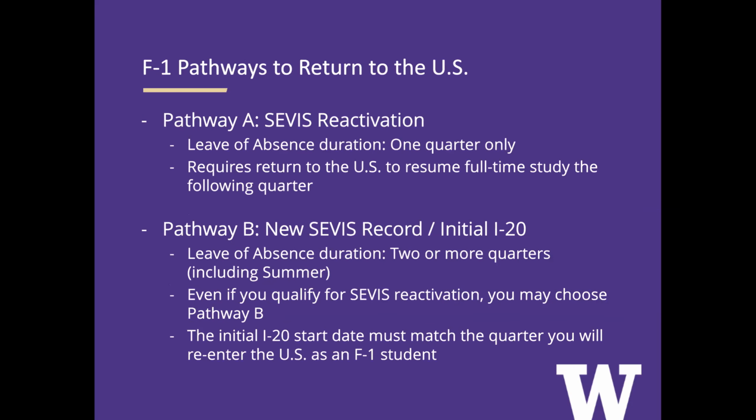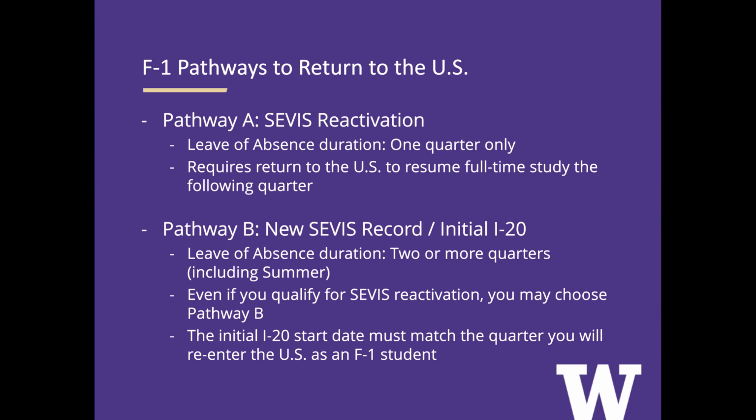Once you've established your eligibility to return and you've registered for your classes, you'll need to request a new I-20 from ISS. Depending on your individual situation, there are 2 possible pathways to do this. The first option is SEVIS reactivation, which we call Pathway A. This option is available for students who are absent for 1 quarter only and requires students to return to the U.S. to resume their full-time study the quarter following their leave of absence.